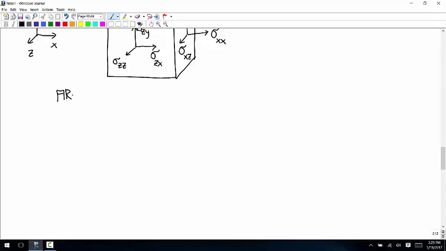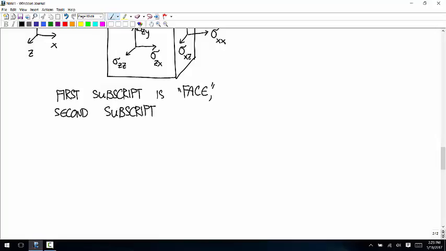So the first subscript is the face. The second subscript is the component of the traction on that face.